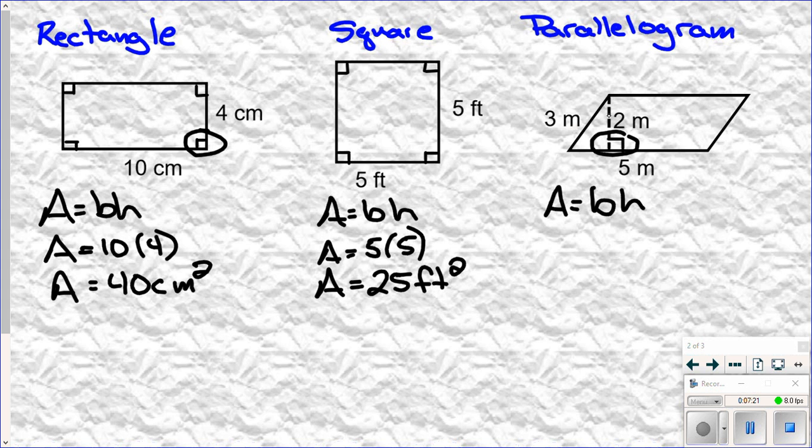So they had to give us this measurement at a right angle to the base so that we would have the height. So that's why this is a dashed line. It's not part of the shape, but you needed that measurement because that's the height of the parallelogram. The base and the height are always connected by a right angle. So we just have 5 and 2. So the area is just 5 times 2, or 10 square meters. All right, last shape.